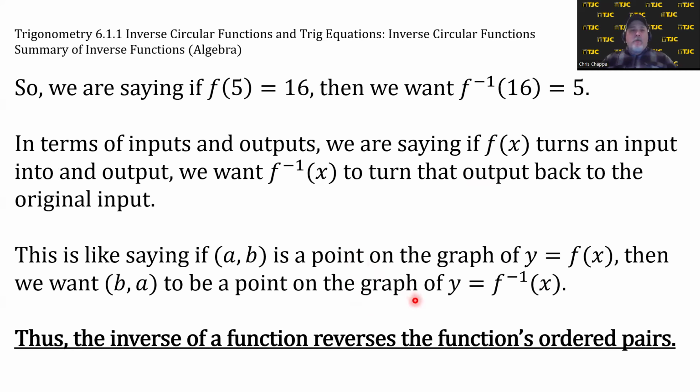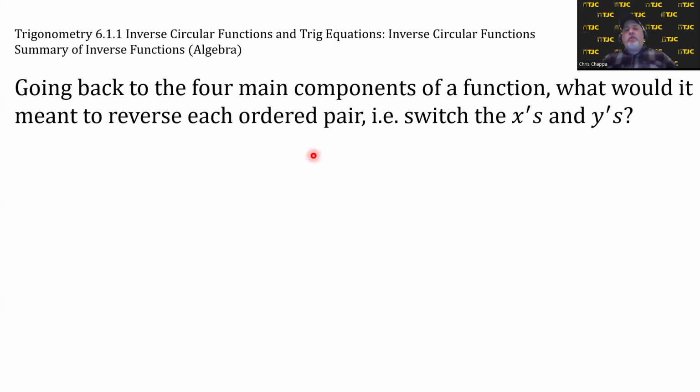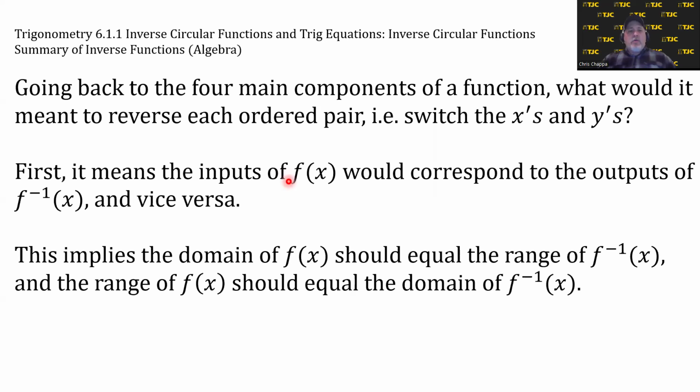That will be critical. Going back to the four main components of a function, what would it mean to reverse each ordered pair? In other words, switch the x's and the y's. Well, first it means inputs for one function would correspond to outputs of the other, because we're switching the role of the input and the output. And this implies that the domain of f of x, the things that go into one function, should equal the range of f inverse of x, the things that come out of the other function, and vice versa.